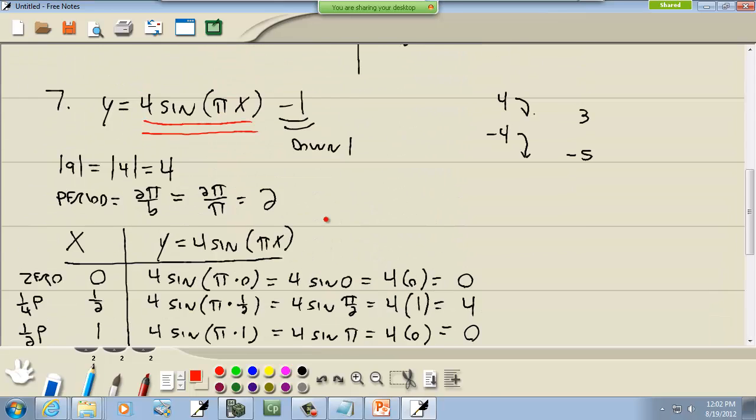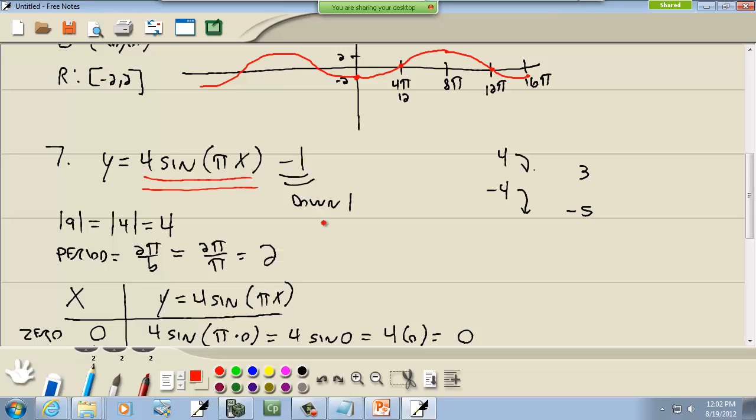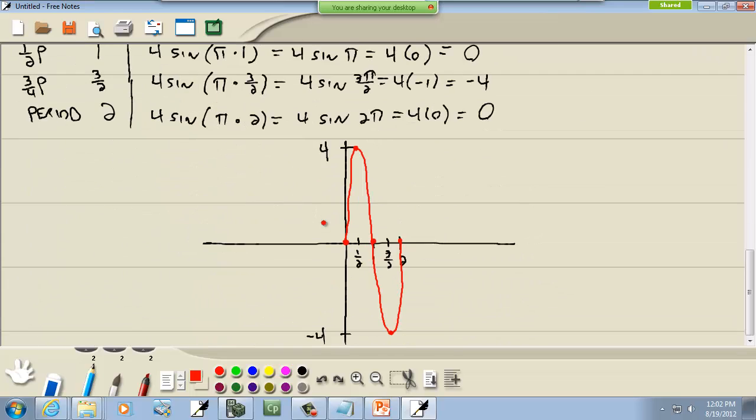Now, we said this -1 means we shift the entire graph down one place. And I didn't hardly leave room, did I? Oh, I was trying so hard to. We'll shift everything down one place. Well, if this is 4, then this would be 2, and this would be 3. And that distance is 1, so this would be -1, -2, and -3.